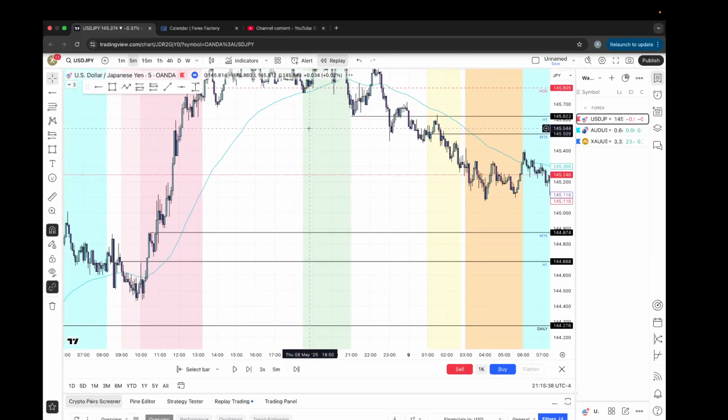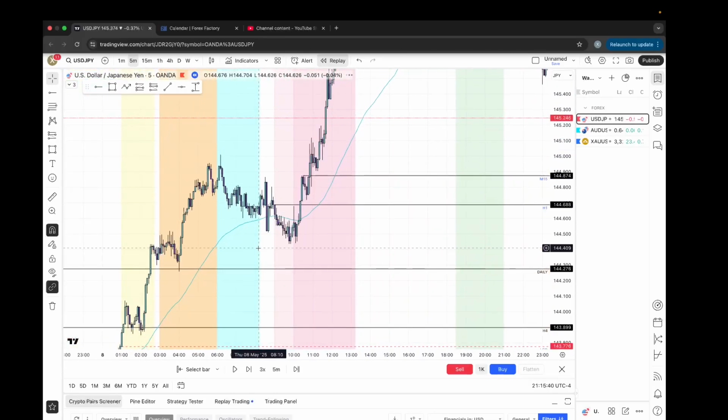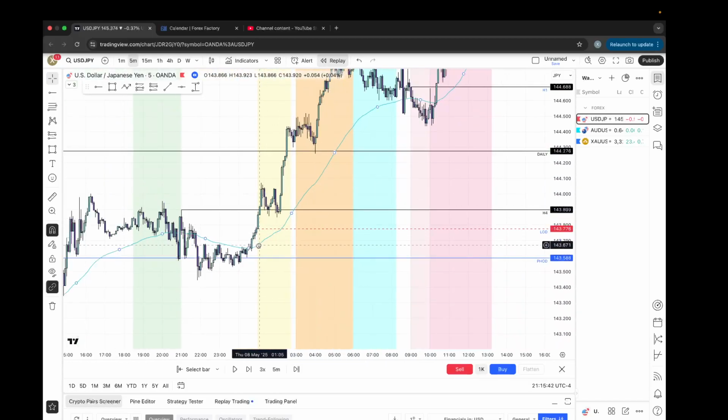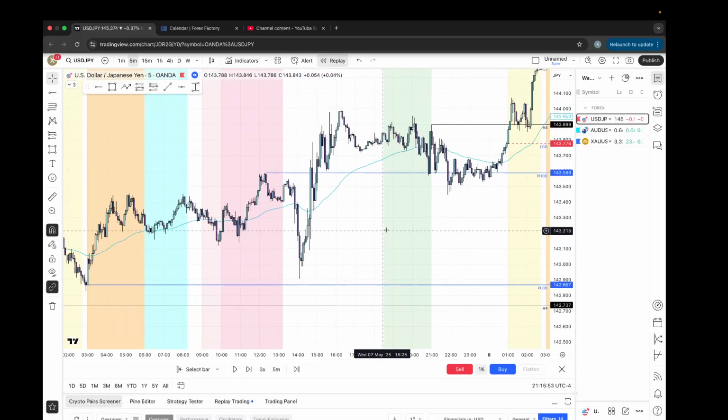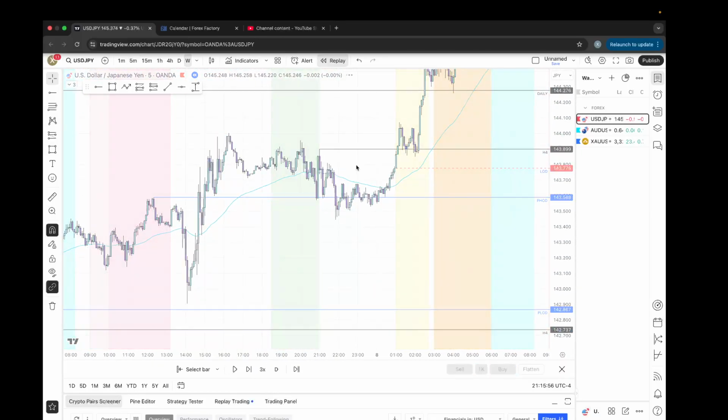So I do have my high of days and lows of days already marked. I have the high day there, low day here, previous high day, previous low day here, all in session. This one doesn't count because it's out of session. This one at 3 a.m. Eastern time is in session. And then we're going to do our top-down analysis.